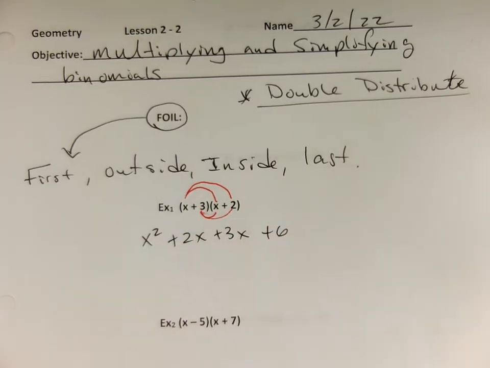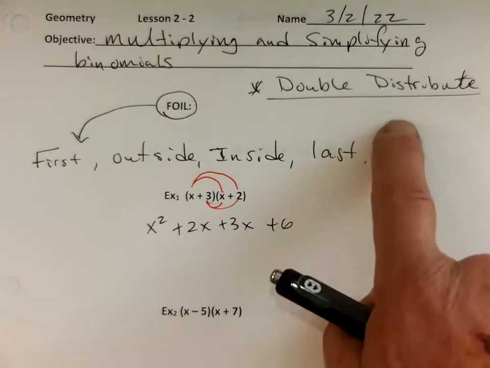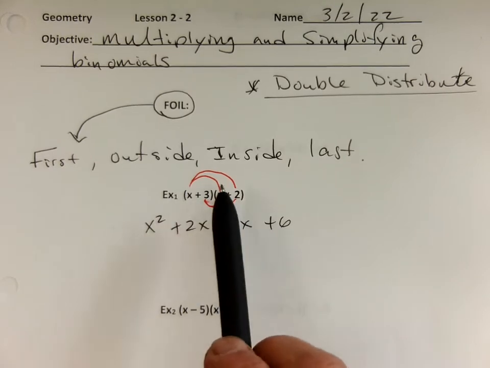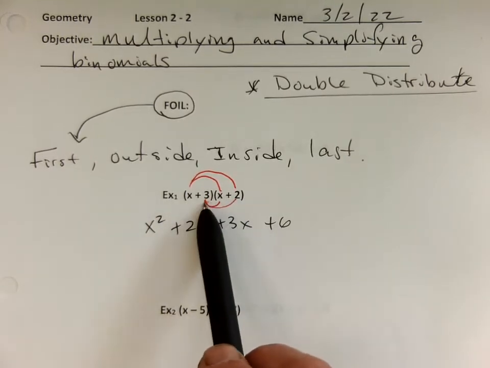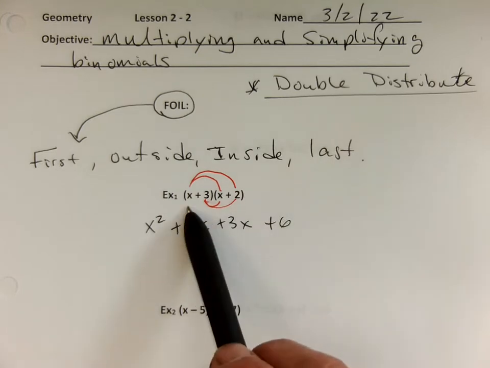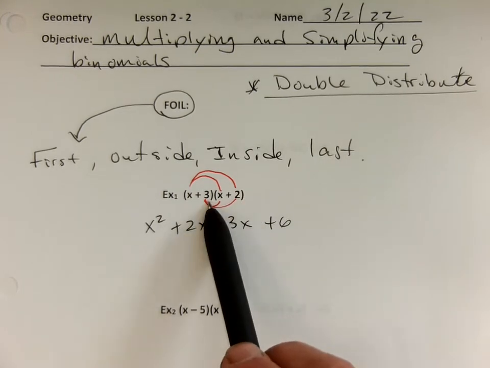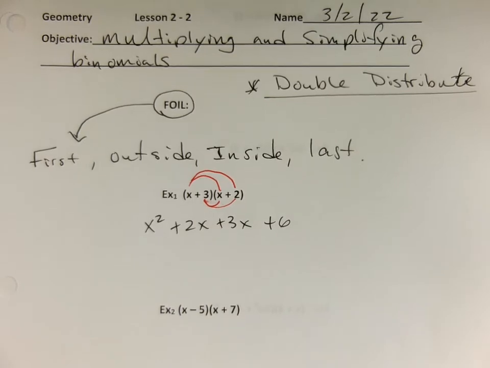Now, I like to talk about it in a different way. I like to call it double distribute, because I distributed x times x, x times 2. Then I distributed 3 times x, 3 times 2. You see, it's the same process. It's sometimes easier to think of it as a double distribute: x times both of these, 3 times both of these. Now, I am not done with this problem. It's not completely simplified. Do you see anything more that can be done?